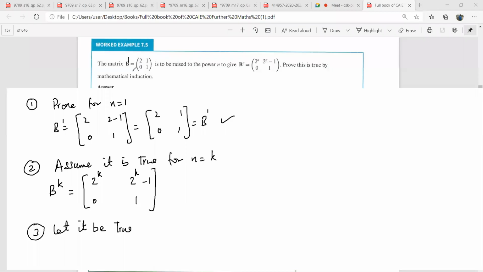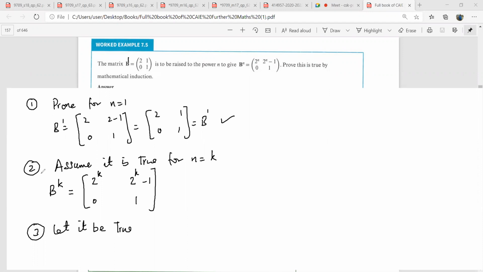Okay, for the matrices thing in this mathematical induction, proved by mathematical induction. Let's see how to do that for the matrices. We were given a matrix B, and then we have to prove that the formula for B to the n is as given here. Okay, so we start. The first step is that we have to prove for n equal to 1. We substituted n as 1, and we got this.